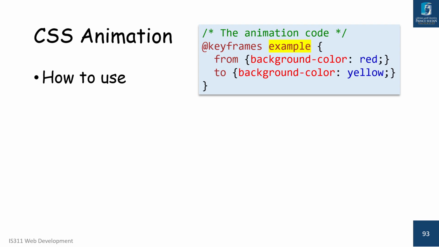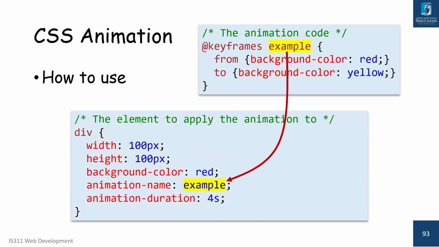to yellow. So what will happen? It will change the color from red to yellow. When I say 5 seconds, it will happen in 5 seconds, so in between it is changing the color slowly from red to yellow. So that looks like an animation.